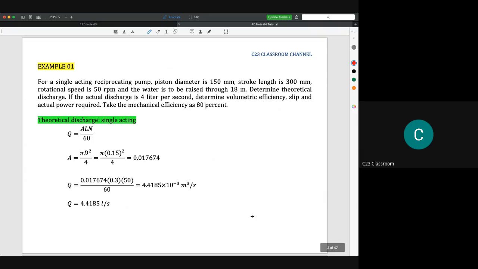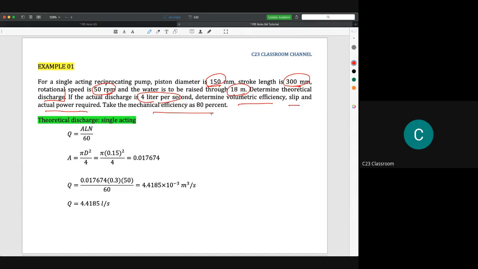So we go for question number 1. Let's say we have a single acting reciprocating pump. The piston diameter is 150 millimeters. The stroke length is 300 millimeters. The rotational speed is 50 RPM and the water is to be raised through 18 meters. Determine the theoretical discharge, and then if the actual discharge is 4 liter per second, determine the volumetric efficiency, slip, and actual power required, and take the mechanical efficiency as 80%.